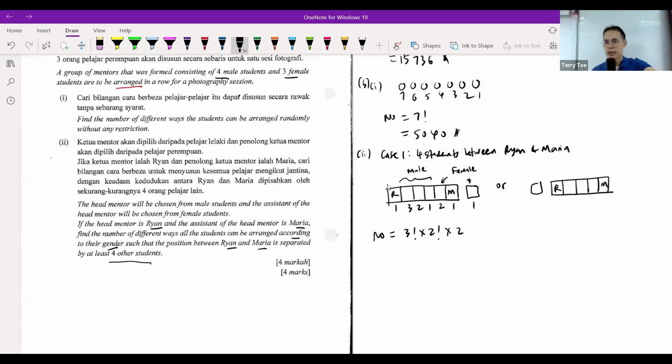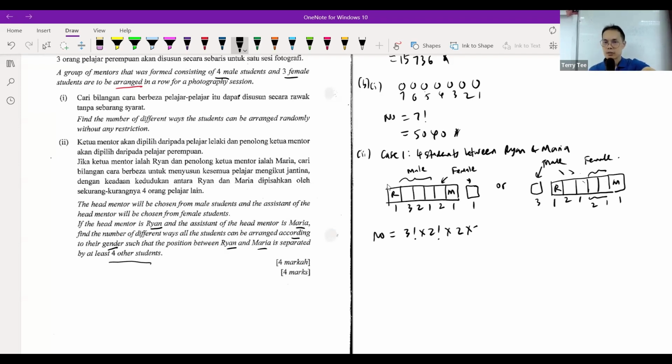Now, what if I put an empty space here? Actually, this is just a mirror image, right? You notice that you put, let's say, 1, 1, the male, like just now it's a male. This will be female. So again, this will be 3, 2, 1. I need to put another box here. Another box is missing. This is female. This is Maria. So this will be another 2, 1. So again, it's the same as 3 factorial times 2 factorial.